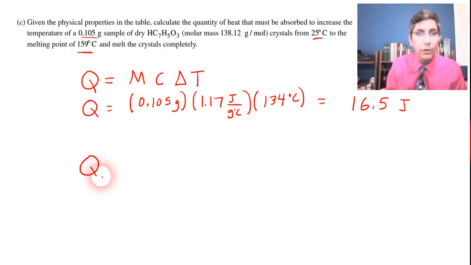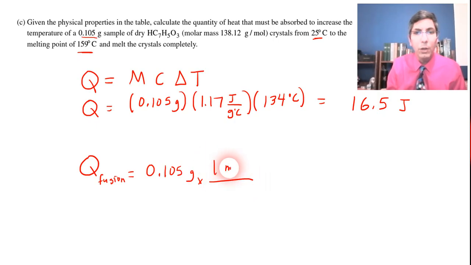So the Q of the actual fusion or the melting process, it says we have 0.105 grams, and the heat of fusion is given to us in moles, so we have to convert this to moles first. So I have to put 1 mole on top, and the problem says that it is 138.12 grams in a mole of that, so we cancel grams. And now we can use the heat of fusion.